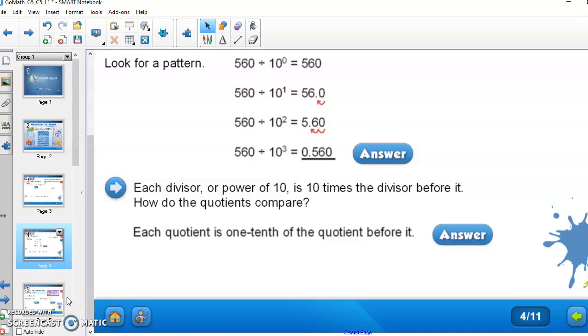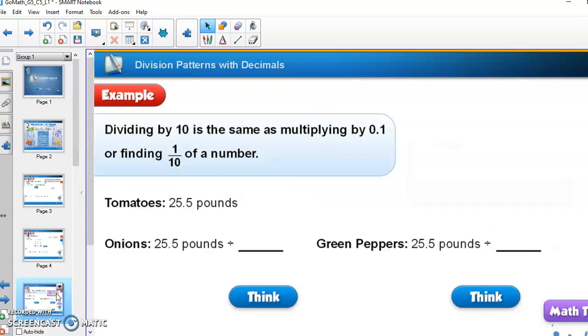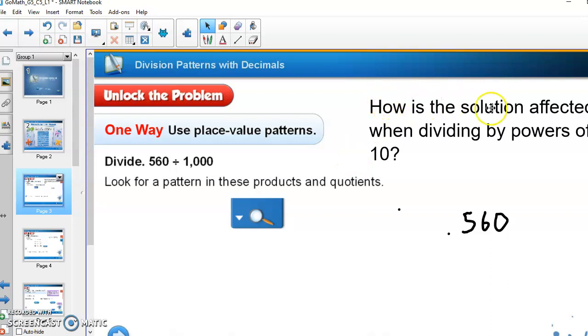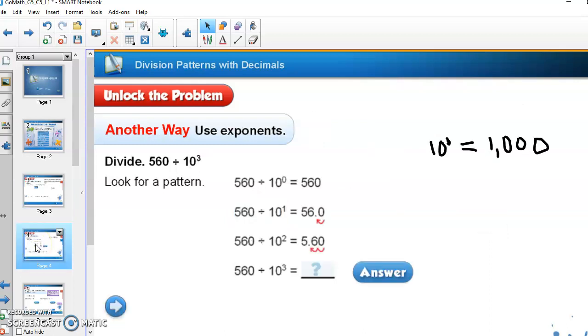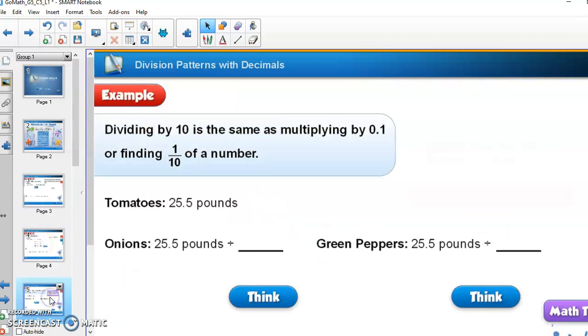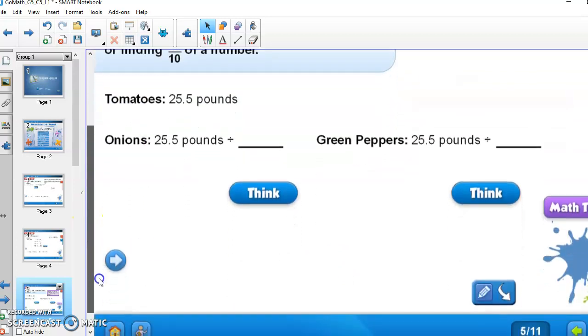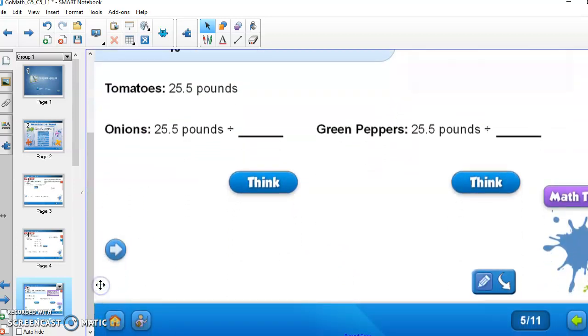So that's page 291. I'm sure that you still may have some questions about dividing and answering our lesson essential question, how is the solution affected when dividing by powers of 10? So we'll do a few more problems together. I'm going to go over to page 292, where we see another example.